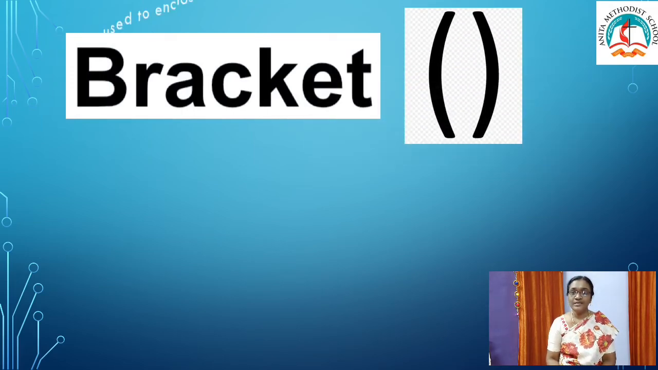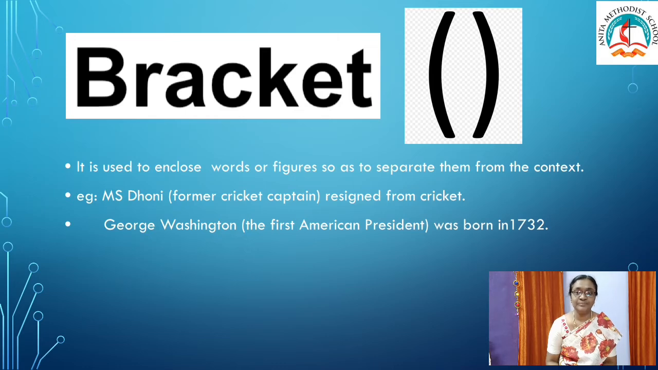The next we are going to see is bracket. It is used to enclose words or figures so as to separate them from the context. For example, MS Dhoni (former cricket captain) resigned from cricket. Can you see the word in the bracket? The next one, George Washington (the first American president) was born in 1732. See the words which are in the bracket.